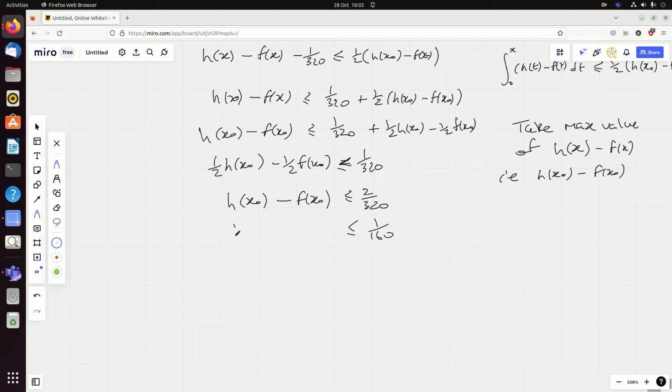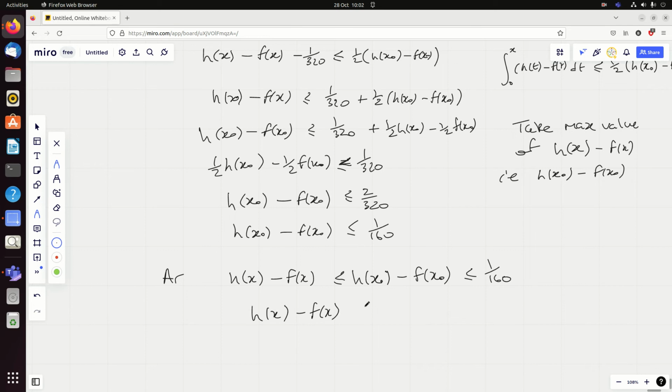Now, hang on a second, you might say, you're dealing with x zeros, not x's, yeah? But this is the maximum value of h of x minus f of x. Yeah, that's the maximum value. So definitely, write it down like this: as h of x minus f of x is less than or equal to h of x0 minus f of x0, which is less than or equal to 1 over 160, we can see clearly that h of x minus f of x is less than or equal to 1 over 160. And so it's a good but not an excellent approximation.